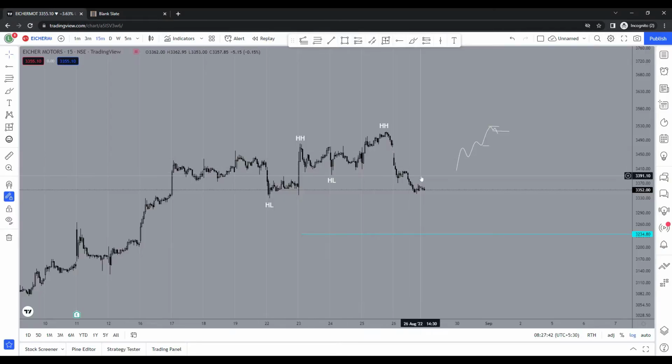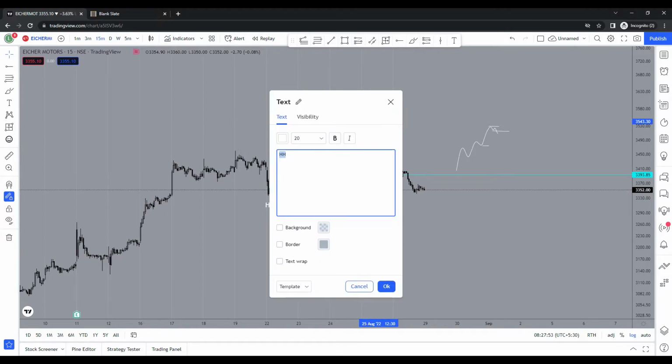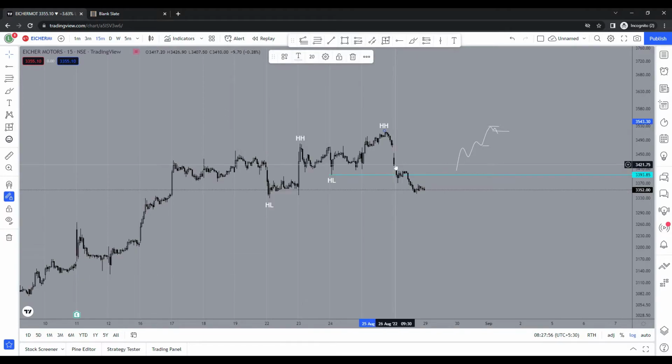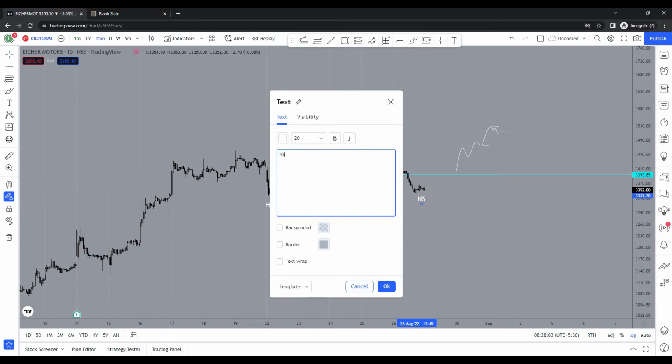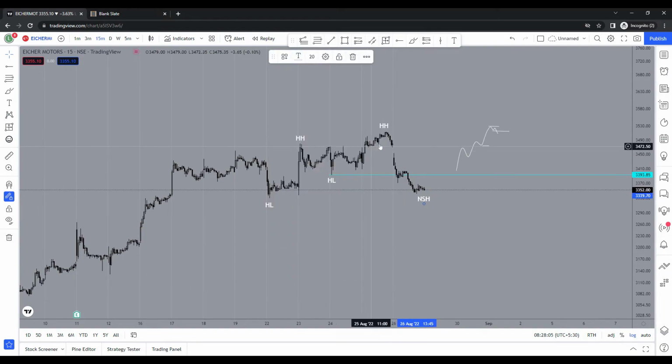Now, as you can see, this higher low has again been broken to the downside, and we have created a new structure low here. So as per my system, Eicher Motors has moved into short time downtrend, right? So this is the first step.